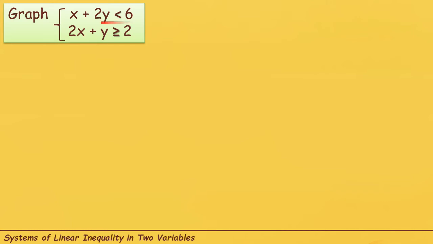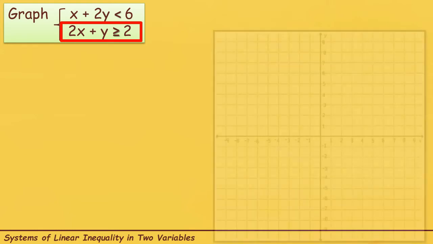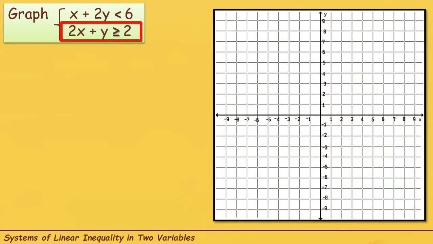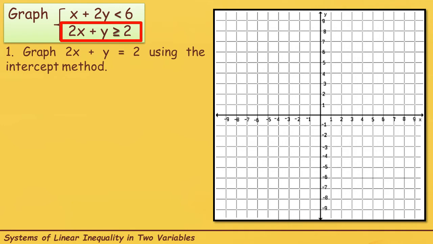So now, we are going to graph the second linear inequality, which is 2x plus y is greater than or equal to 2. Same process, we need Cartesian plane, and graph 2x plus y is equal to 2 using the intercept method. Ginawa din natin itong equation to get the x and y intercept. Unahin na natin kunin si x-intercept. To solve for the x-intercept, y is equal to 0.